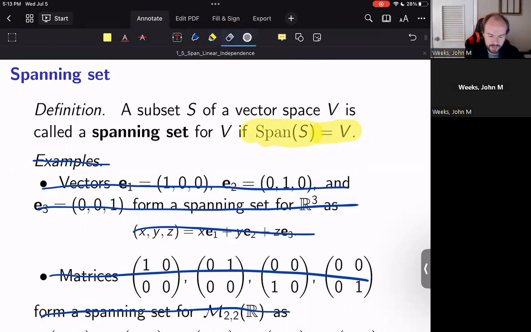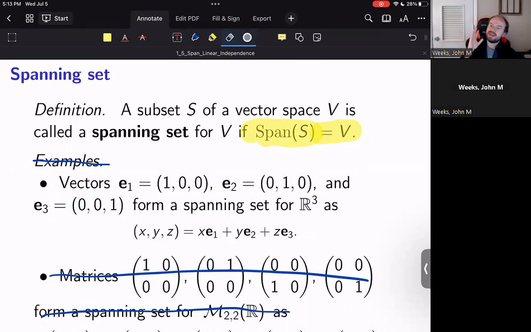So here's an example real quick, just to get us an idea. Let's take a look at R cubed. So we're looking at the x, y, z coordinates. Here we have three vectors that form a spanning set for R cubed. Here they are, E1, E2, E3. This is 1, 0, 0. So this is a 1 in the x coordinate and 0s elsewhere. E2 is 0, 1, 0, a 1 in the y coordinate, 0s elsewhere. And E3 has a 1 in the z coordinate, 0s elsewhere.